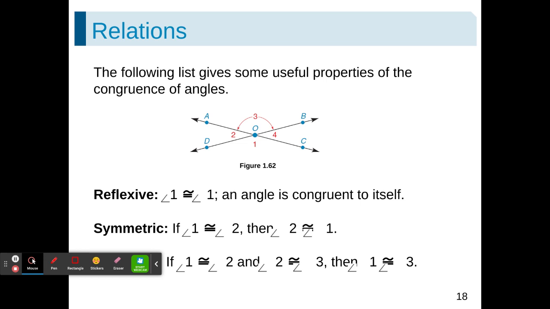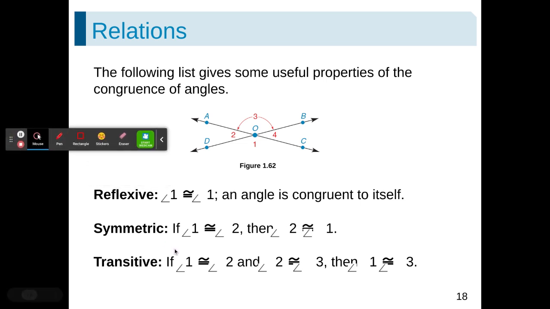For reflexive, angle 1 is congruent to angle 1. So the angle is congruent to itself. Symmetric: if angle 1 is congruent to angle 2, then angle 2 is congruent to angle 1. Sorry about the symbols again. And lastly, transitive: if angle 1 is congruent to angle 2, and angle 2 is congruent to angle 3, then angle 1 is congruent to angle 3.